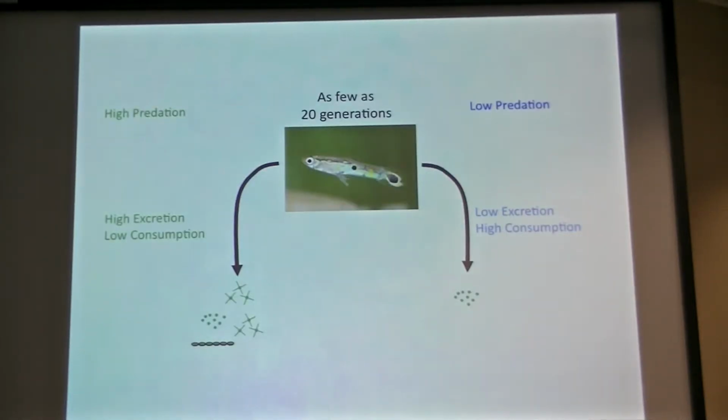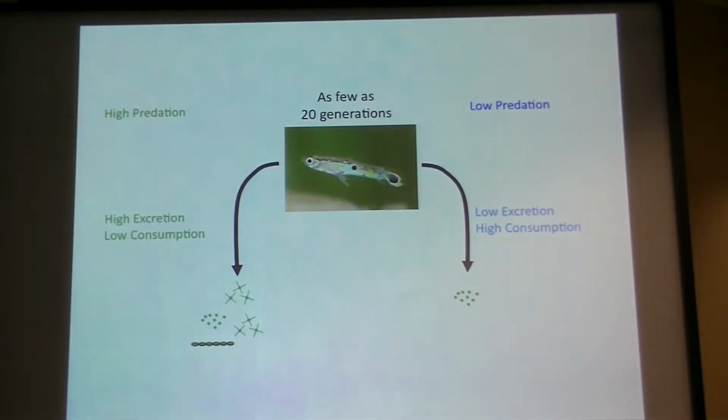Okay? All right, so similarly to alewife, where in less than 50 generations you can see dramatic differences in ecological effects, we can see the same thing in guppies. In as few as 20 generations, you can see that high predation versus low predation guppies either drive an increase or a decrease in algal biomass.